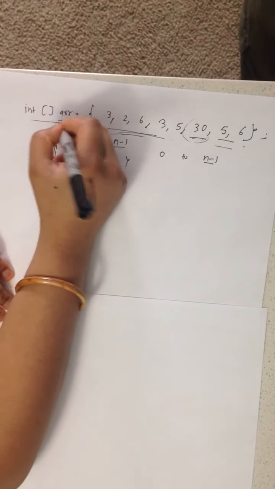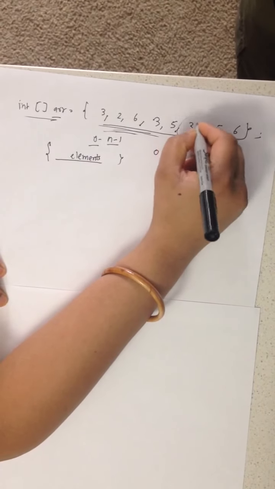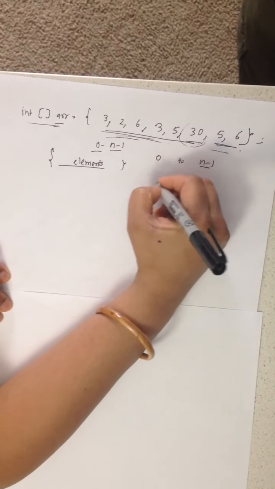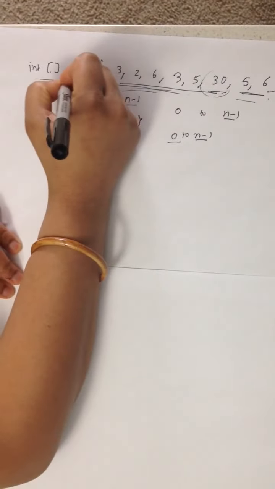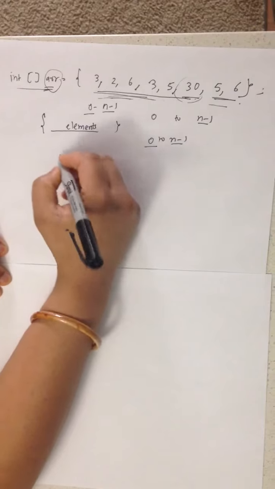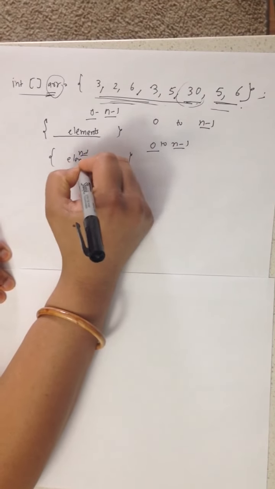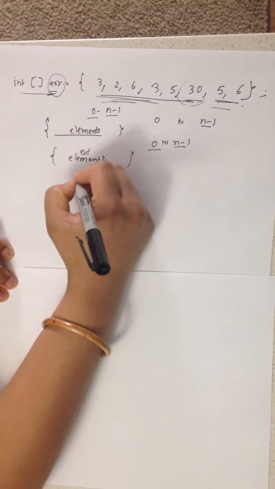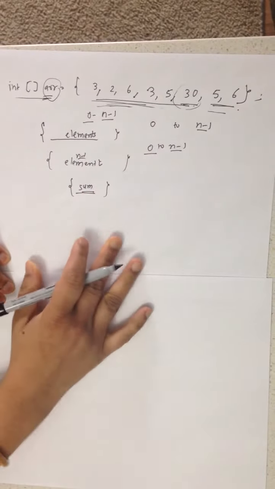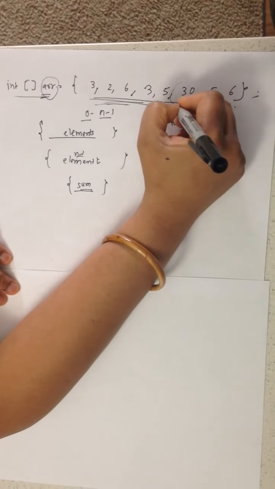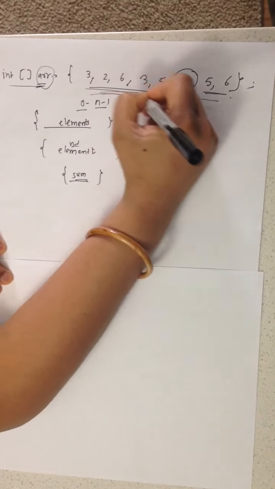We have an array which contains elements and the sum of all the elements. The elements are in the range of 0 to n minus 1. Now we have to split this array into two parts. One will contain all the elements, n minus 1 elements, and the other array will contain the sum of these elements.